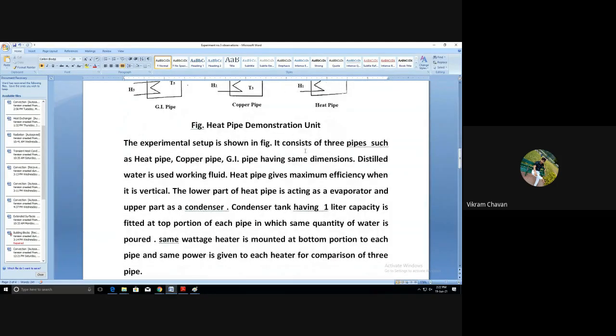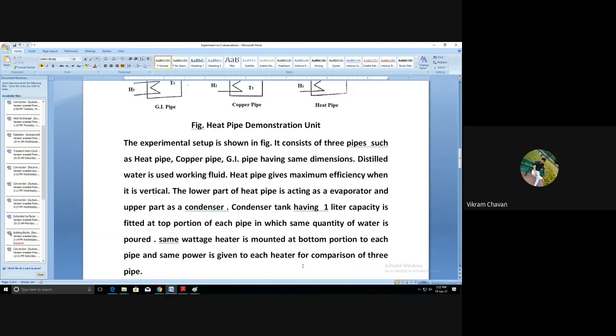Now the experimental setup is shown in the figure. It consists of three pipes, such as the heat pipe, copper pipe, and GI pipe, having the same dimensions. Distilled water is used as the working fluid. A heat pipe gives maximum efficiency when it is vertical. The lower part of a heat pipe acts as an evaporator, and the upper part as a condenser. The condenser tank has 1 liter capacity and is fitted at the top portion of each pipe, in which the same quantity of water is poured.